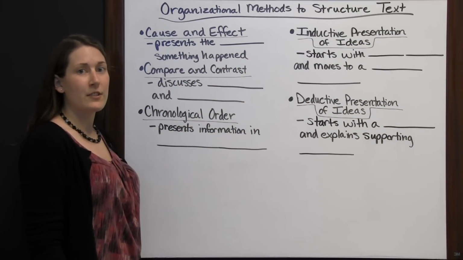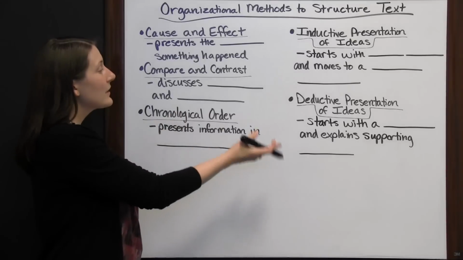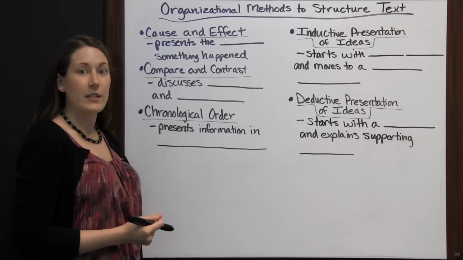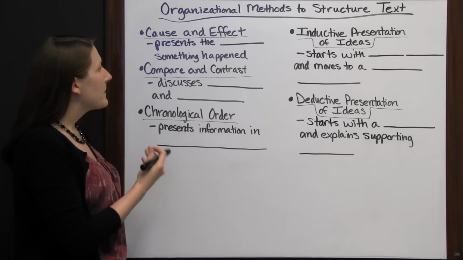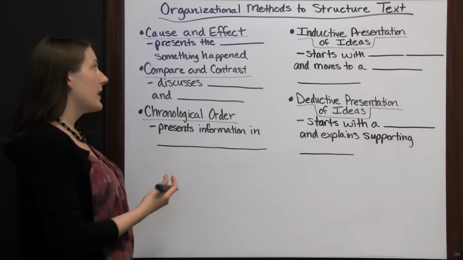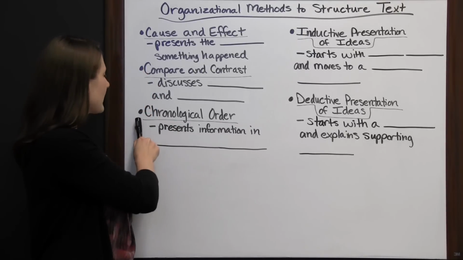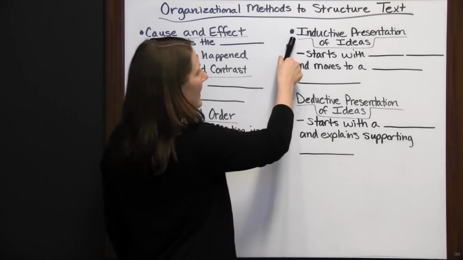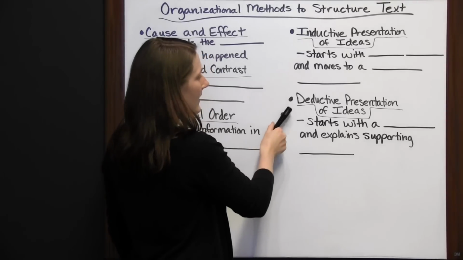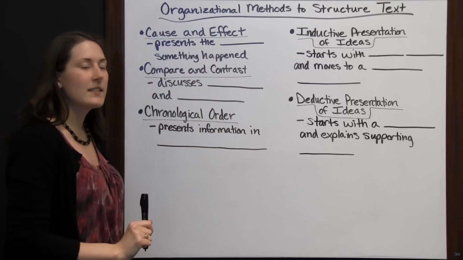Organizational methods to structure text. Authors organize their writing based on the purpose of their text. And 5 of the main methods that authors use to structure their text are cause and effect, compare and contrast, chronological order, inductive presentation of ideas, and deductive presentation of ideas.